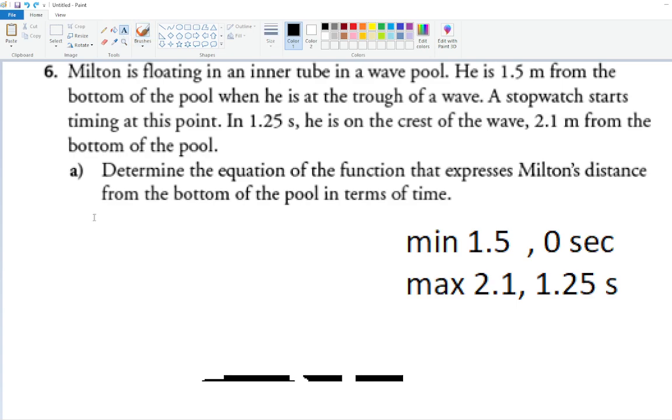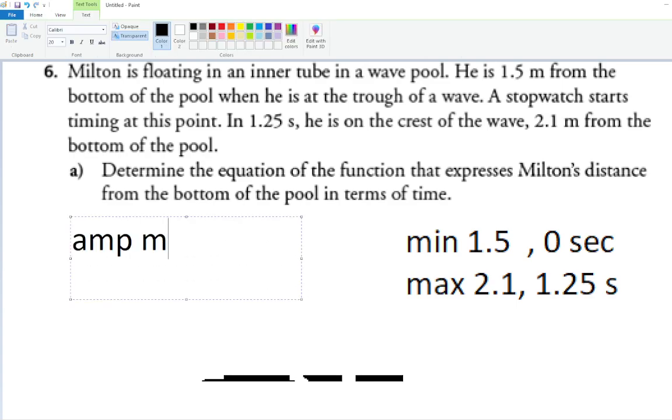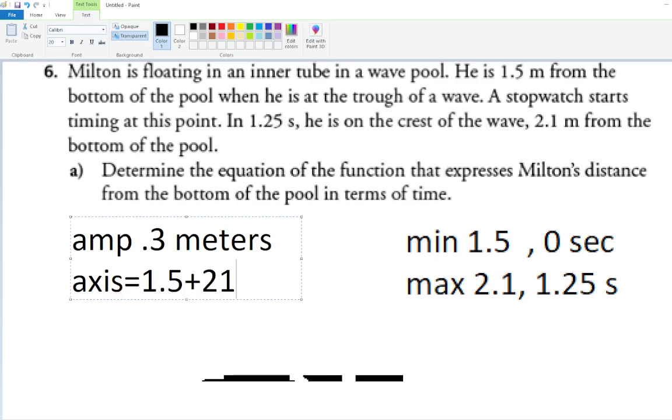Well, we have to find the amplitude. Amplitude is max minus min divided by 2. Max is 2.1. The min is 1.5, so the difference is 0.6, and then we have to divide by 2. So that's 0.6 divided by 2, which is 0.3. So 0.3 meters, or 0.3. Then we have to find the axis. Well, the axis is min plus max divided by 2. That's 1.5 plus 2.1, which is 3.6, divided by 2, 1.8. So the axis is 1.8.